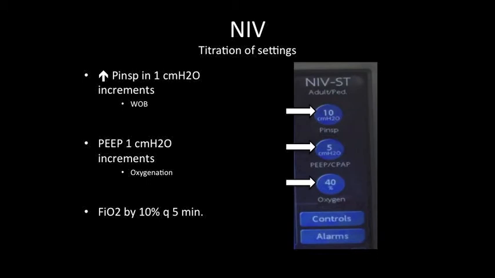Once you've titrated the settings and the patient condition improves, if appropriate, you can decrease the FiO2 by 10% every 5 minutes to achieve an SpO2 of 94% or greater.